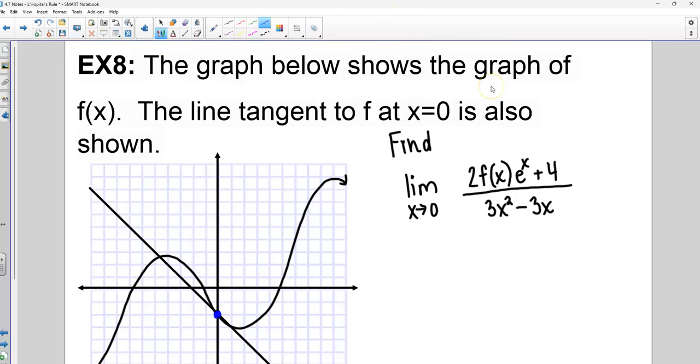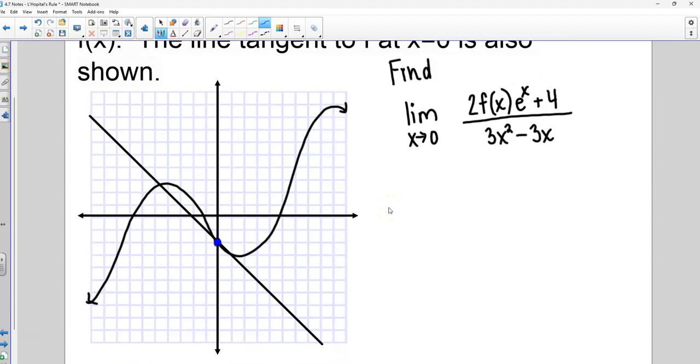The graph below shows the graph of f. The line tangent to the graph of f at x equals 0 is also shown. We are supposed to find the limit as x approaches 0 of 2f of x e to the x plus 4 over 3x squared minus 3x. My advice to you on these problems, always treat it like it's going to be a L'Hopital's rule if you see something like this. It might not be.